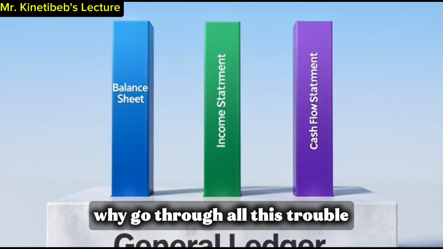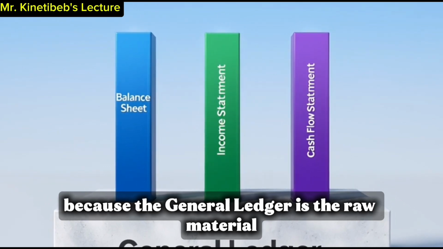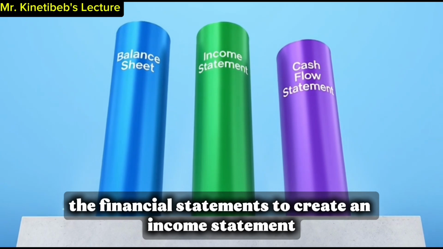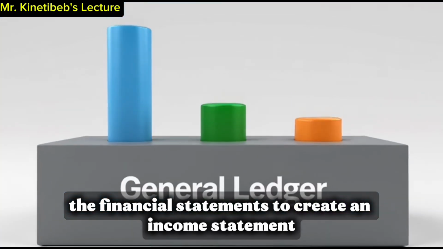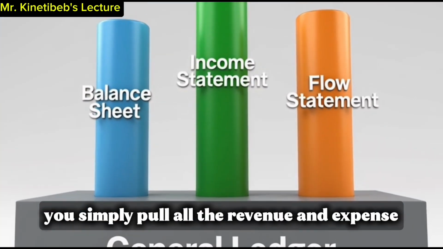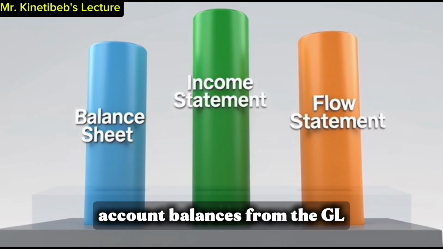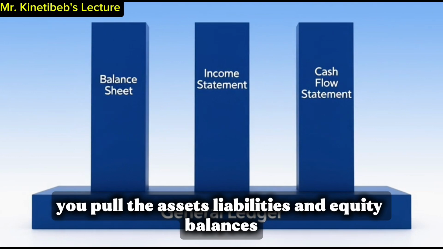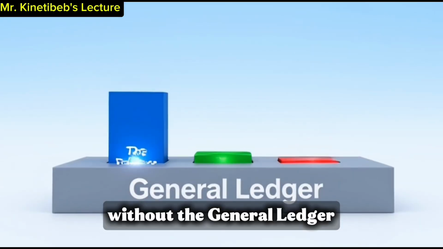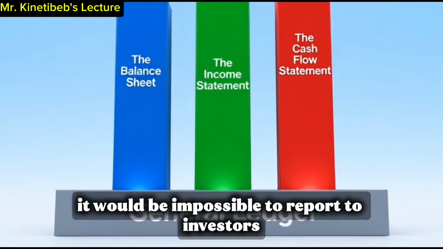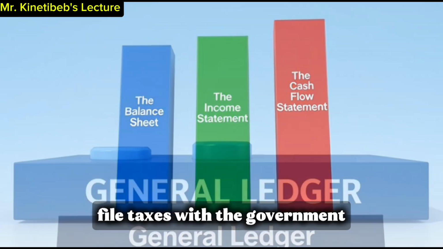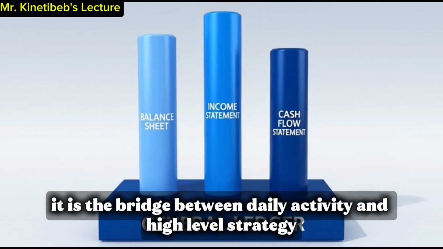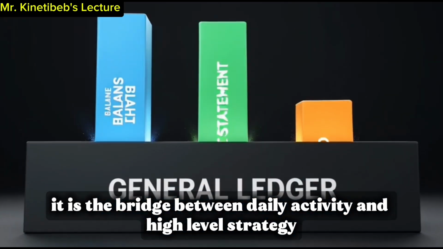Why go through all this trouble? Because the general ledger is the raw material for the most important documents in business, the financial statements. To create an income statement, you simply pull all the revenue and expense account balances from the GL. To create a balance sheet, you pull the assets, liabilities, and equity balances. Without the general ledger, it would be impossible to report to investors, file taxes with the government, or tell if the business is actually making a profit. It is the bridge between daily activity and high-level strategy.